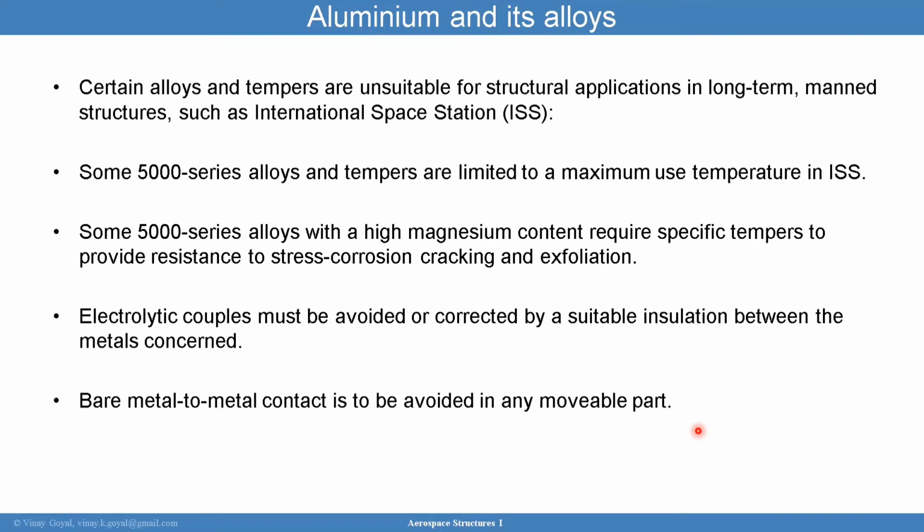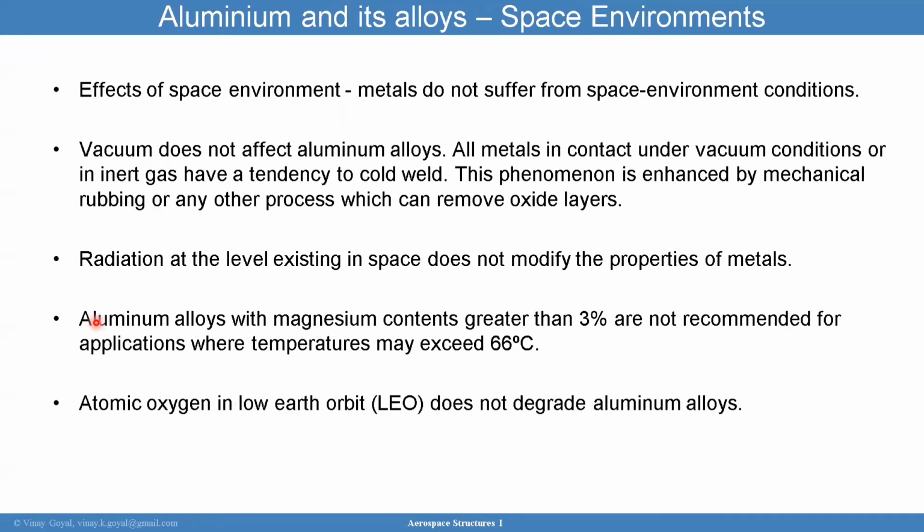Electrolytic couples must be avoided and corrected by a suitable insulation between the metals of concern. By putting that insulation between the metals, you reduce the issues with electrolytic couples. Bare metal to metal contact in aluminum is not recommended because that can cause friction, and friction can become a source of ignition in some applications, not all. Metal to metal can also cause damage to the metal and cause other issues of concern. So it's important to keep that in mind.